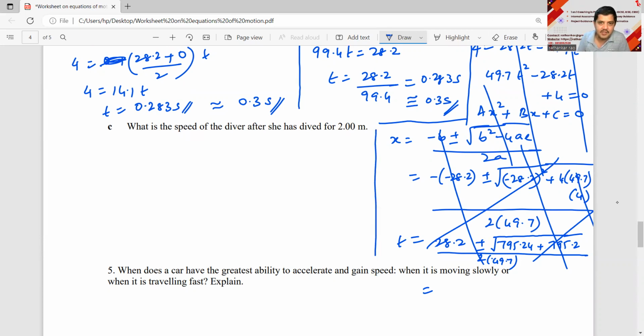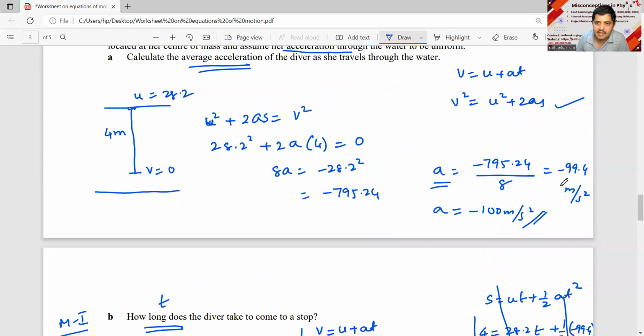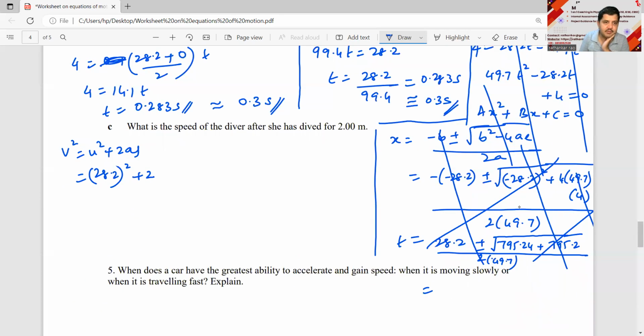What is the speed of the diver after she has dived for 2 meters? So you can use v square equal to u square plus 2as because t is not given. t is not asked, it's only for 2 meters. What is u? 28.2 whole square plus 2 into, what is the value of a? Minus 99.4, multiplied by 2 meters.